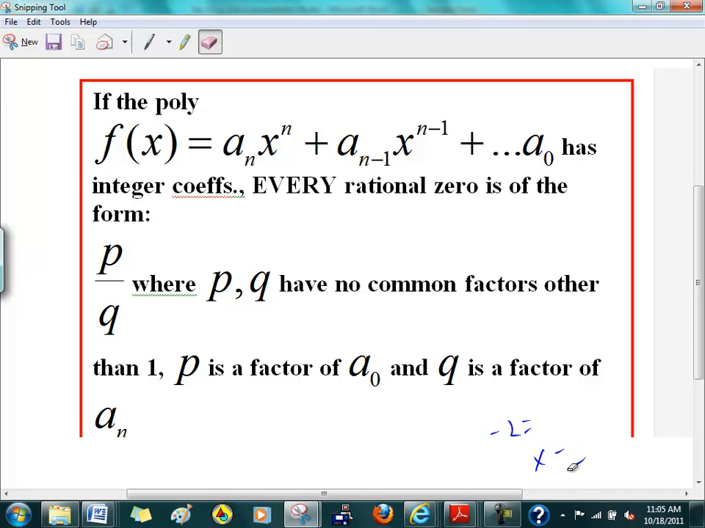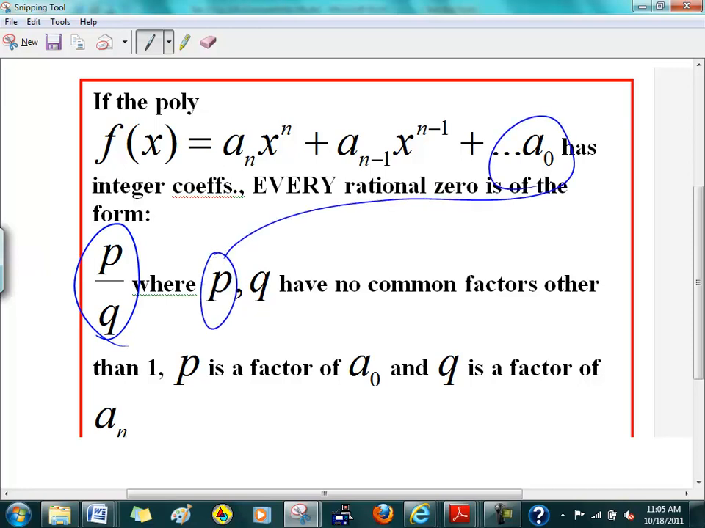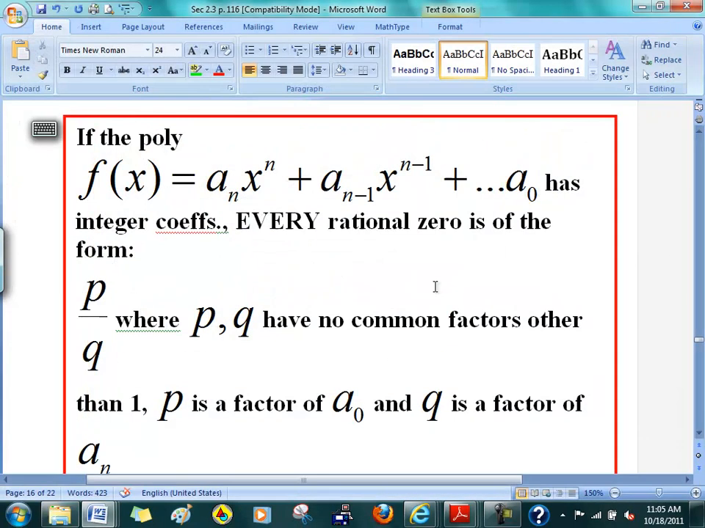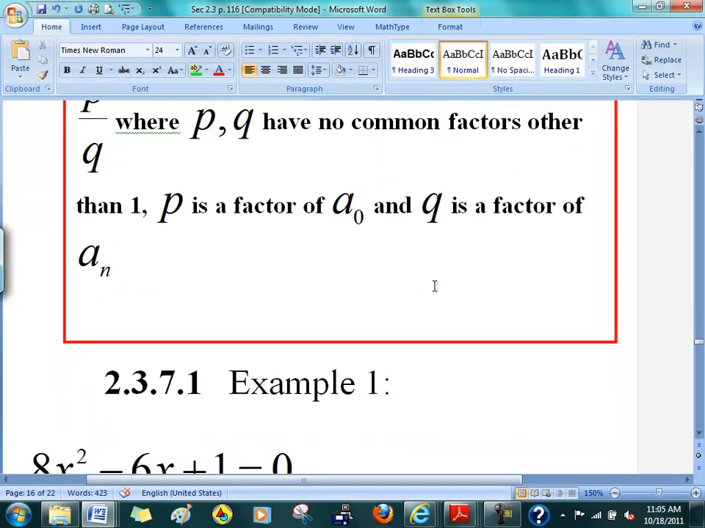We're talking about the case where if there are rational zeros, then the rational zeros will be of this form, p over q, where p is going to be factors of this guy, and q are factors of this guy. Everybody understand what factors mean, right? For example, 15 has factors 1, 3, 5, 15. All right, let's see how this theorem really works and why it's so useful.